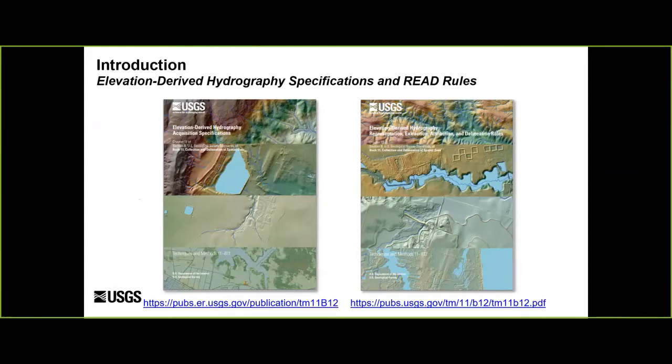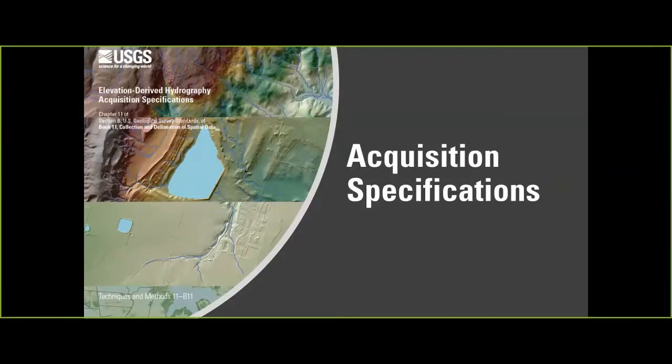In order to meet the vision of the USGS for well-integrated elevation and hydrography data, we recently published two new specification documents. These new documents connect the dots between existing LIDAR and NHD data, and they are the elevation-derived hydrography acquisition specifications and what we call the READ rules: representation, extraction, attribution, and delineation. So now I'll just jump into what is actually in the specifications.